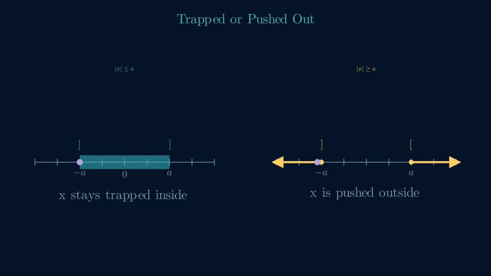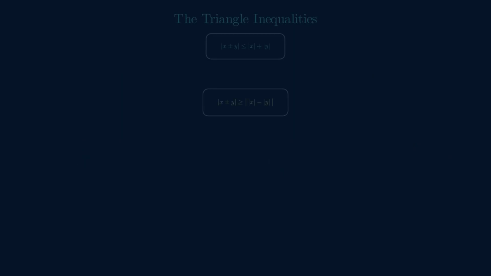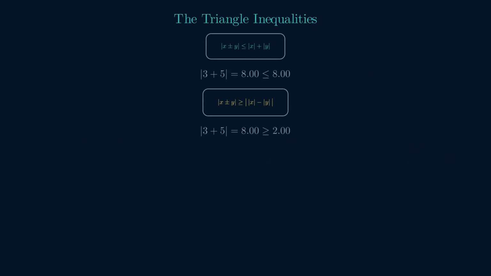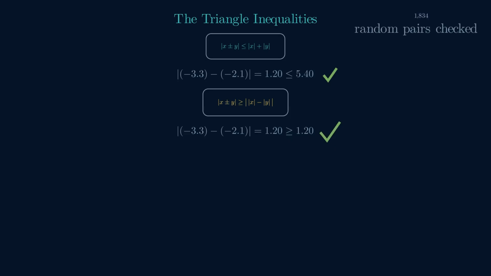One region becomes two. Trapped inside, or pushed out. And then the triangle inequalities, which you want cold. Modulus of x plus or minus y is at most modulus x plus modulus y. And it's at least the absolute difference of the two moduli. Upper bound, lower bound. Both of these were verified numerically across 200,000 random pairs, they just hold.